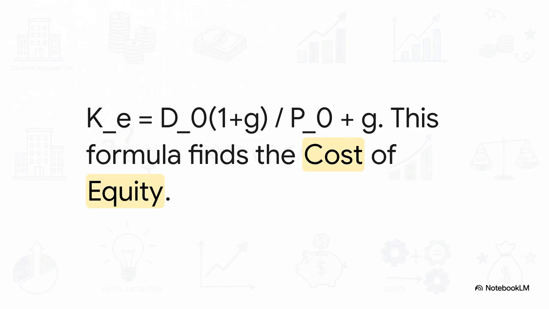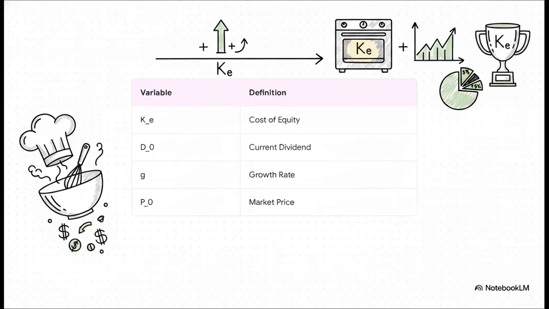Now take a breath and just think about the dividend growth model formula. I know, it looks a bit like alphabet soup at first glance, but honestly, it's actually this really elegant story that ties the present to the future. It calculates exactly what investors demand in exchange for risking their hard-earned cash on company shares. Let's break this down step by step, almost like a recipe. KE is what we're baking here. That's our cost of equity.